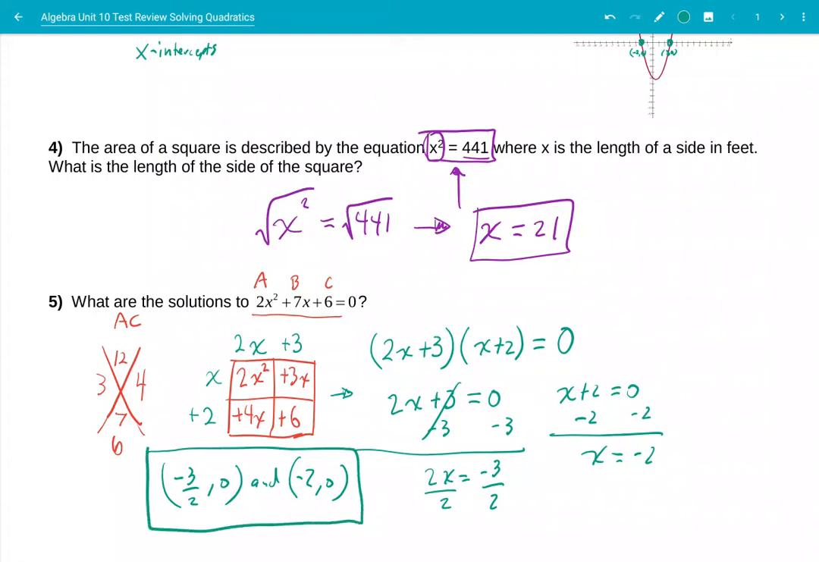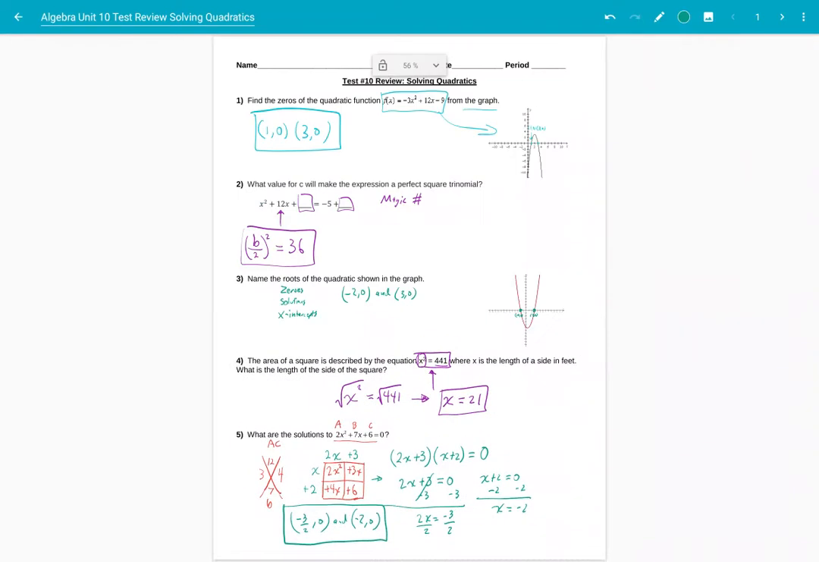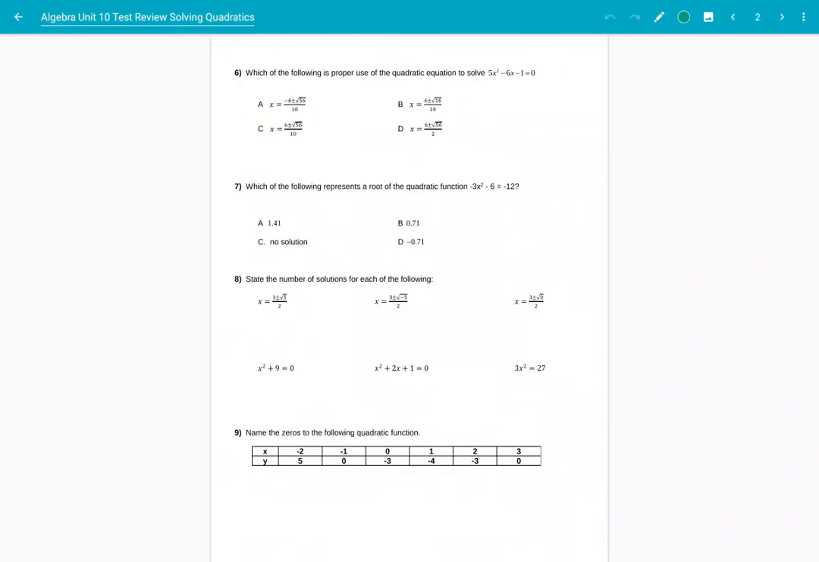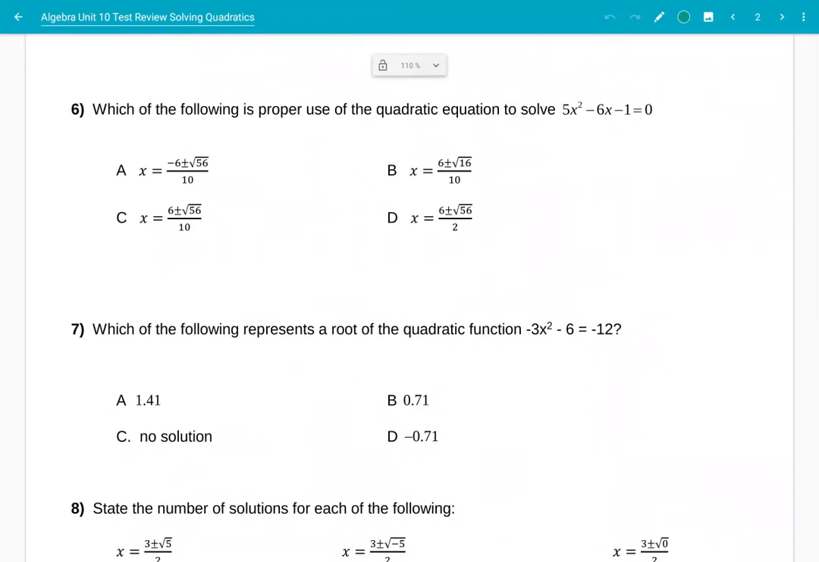There we go. Okay, so we've done one with factoring, and we've also done one with taking the square root of both sides, and we've done one by looking at the graph. So, let's see. Multiple choice. This will be easy. Which of the following is proper use of the quadratic equation to solve this?